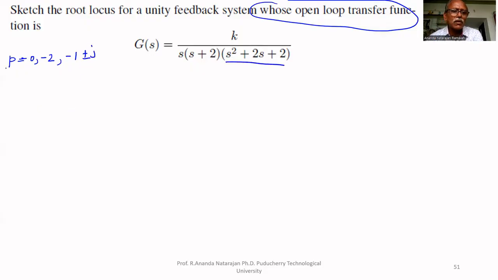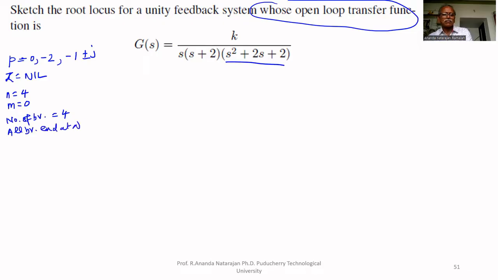So the number of zeros: there are no zeros, and n equals 4, m equals 0. Therefore, the number of branches equals 4. All branches end at infinity.